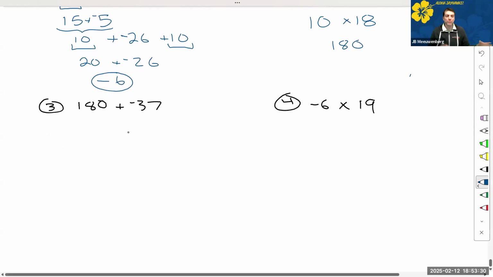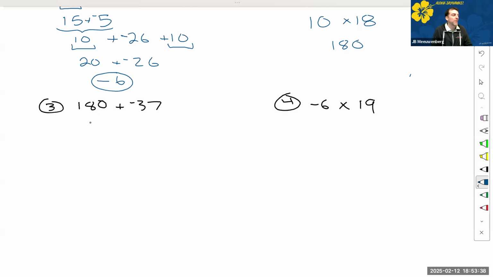For number 3, here's where we might use a strategy of substitution, where we're substituting one thing for another. And you could do this in a number of different ways. I would probably do 180 plus negative 30 plus negative 7. I'm breaking this up into that. The reason is because then I actually have a compatible number. I can pretty simply in my head imagine 180 plus -30, which is 150. And then from there, I'm adding -7, which is like subtracting 7 to get 143.